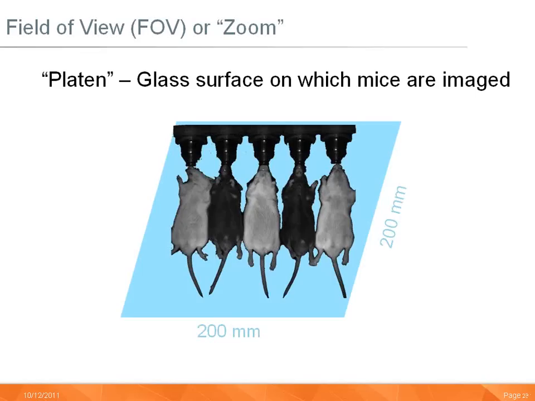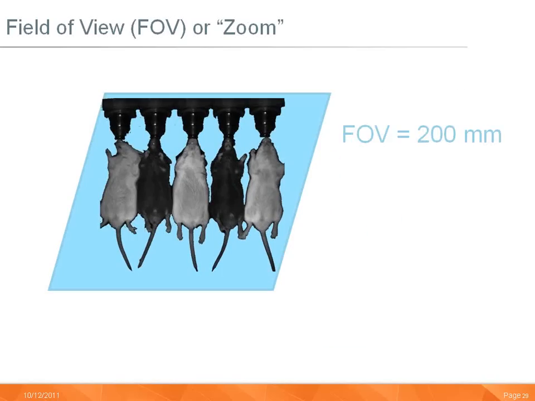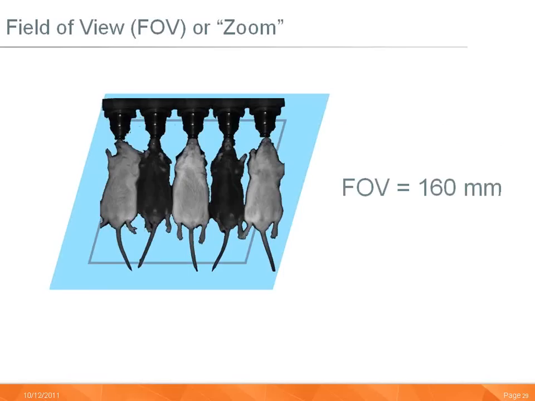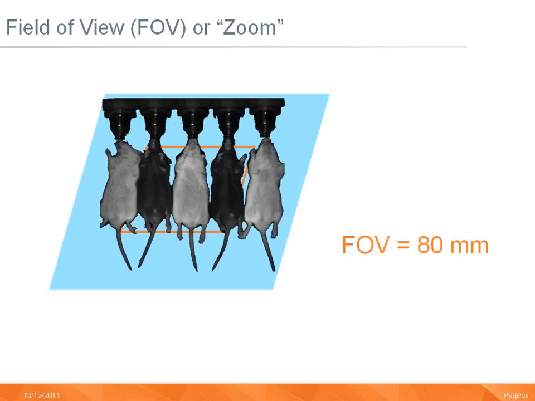The system field of view or zoom setting is set in millimeter units. The user can program the zoom setting according to the desired imaging area. For example, to image a full 5 mice, a field of view of 200 millimeters by 200 millimeters should be selected. To image 3 mice, a 160 by 160 millimeter field of view setting should be selected. To image a single mouse, an 80 millimeter by 80 millimeter field of view should be selected.